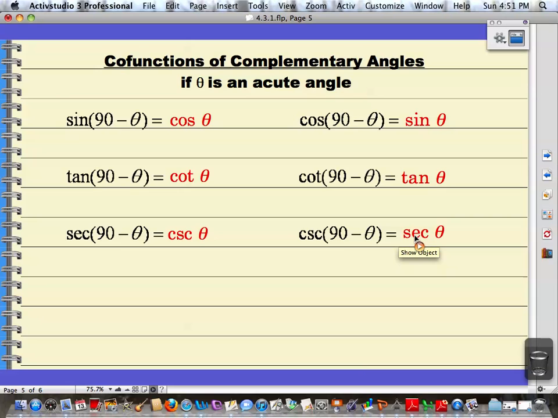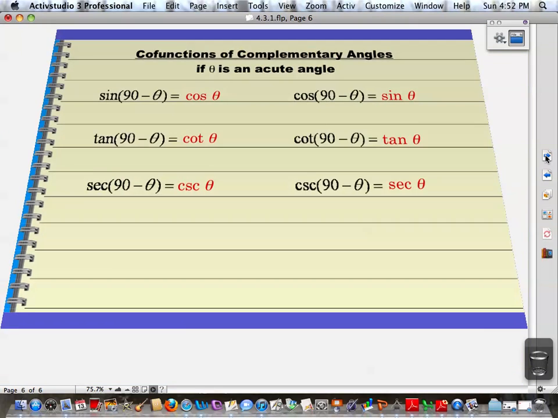So if you pick out your 30 degree and your 60 degree and you go down your table, you'll see that the sine of 30 and the cosine of 60 are the same. The tangent of 30 and the cotangent of 60 are the same. Okay? And same thing with secant of 30 and cosecant of 60. Those complementary angles, their cofunctions have the same values. Okay? That's just one of those neat little perks.